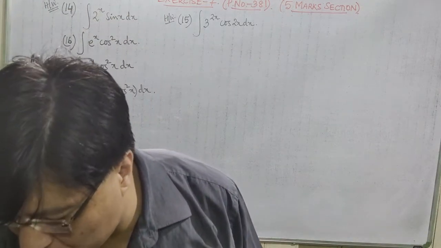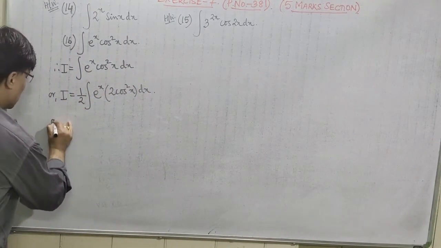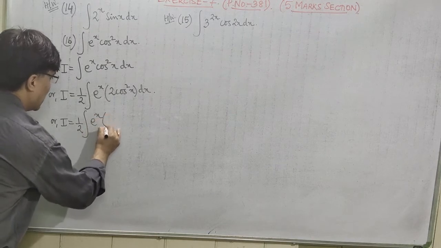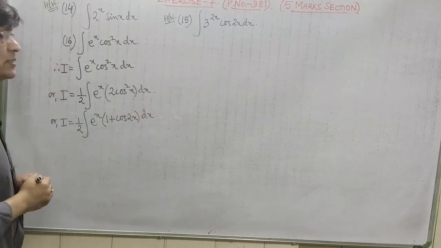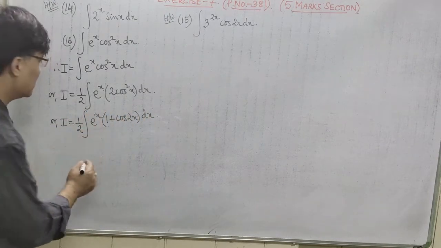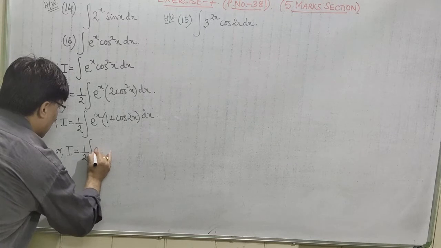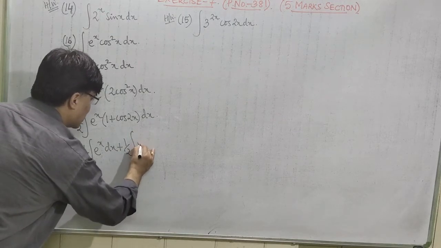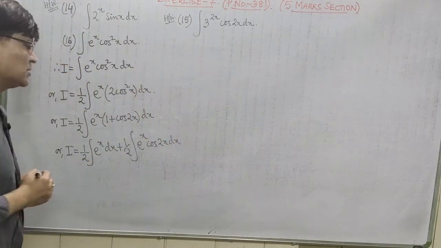So in the next step, what will you do now? You can use the formula for 2 cos square x. I is equal to half integration of e to the power x, and what is 2 cos square x? This is your 1 plus cos 2x bracket close dx. Is that clear? So now let us multiply them and separate integral sign and dx. I is equal to half integration of e to the power x dx plus half integration of e to the power x cos 2x dx. Is that clear to all of you?